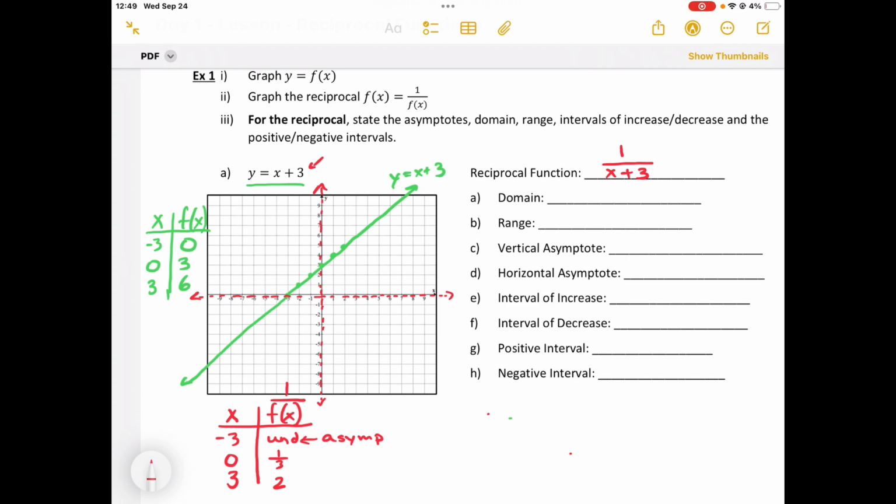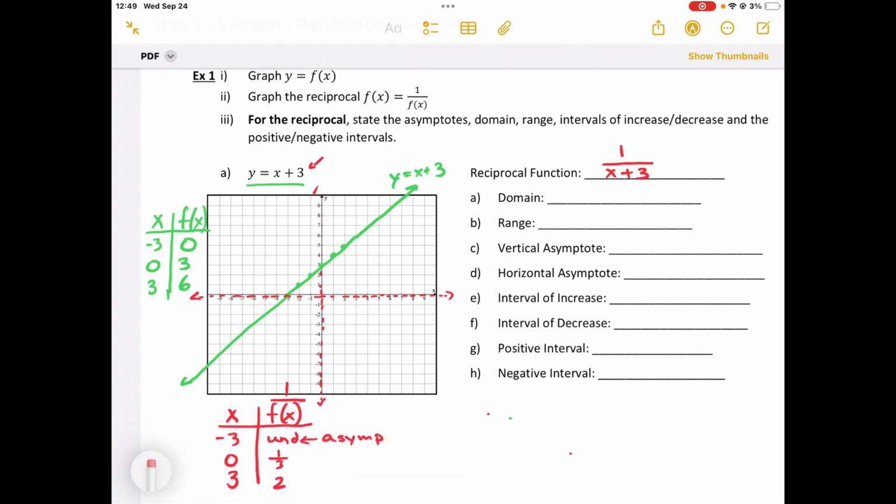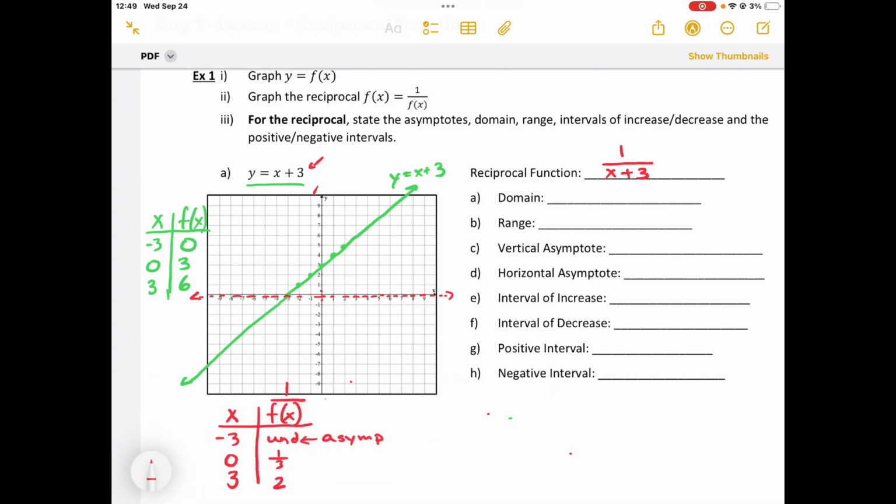The next thing that I'm going to put on is these points that I plotted. So when x is 0, I'm going to have a third, and I've got the wrong asymptote here. So let's change that. Because I noticed that when I did put in 0, I had a third. So I'm going to add that point. And I'm going to go back to my asymptote.